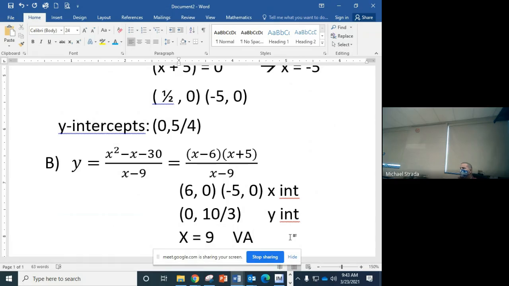Wait, is it? Why is it negative 10? Because negative over negative turns positive. 9. Because Jay corrected me. I don't want to make the same mistake again. Oh, I wrote plus 9 at the bottom. Never mind. Okay.